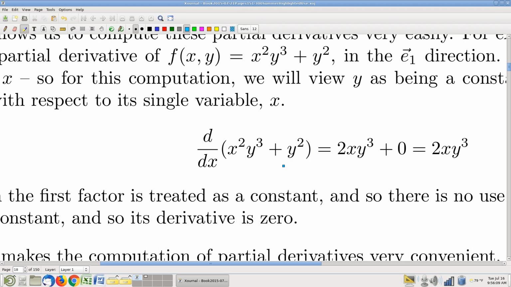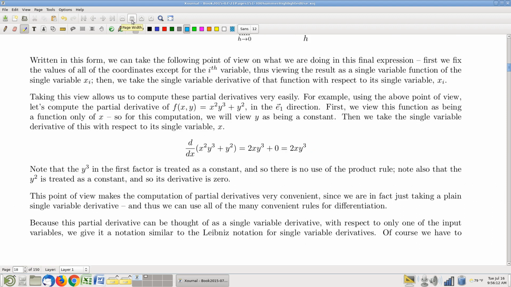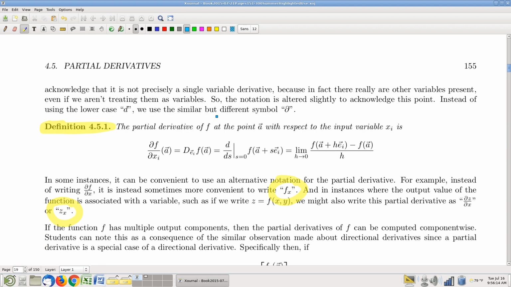Okay. All right. So name and notation. These are called partial derivatives. Y'all saw that on the title of the section. Here's the definition of a partial derivative. A partial derivative is one of these special directional derivatives. I point out that it's computed with that limit just as a reminder. But the most important thing to remember about partial derivatives is that they are directional derivatives. Special directional derivatives. Here's a notation that we use.